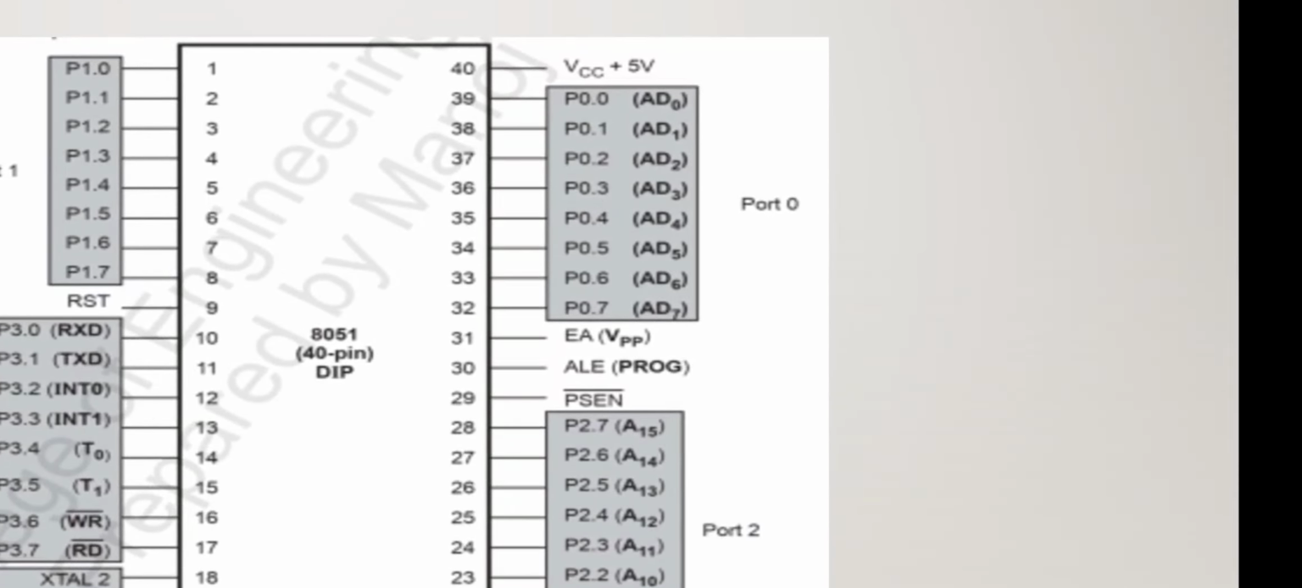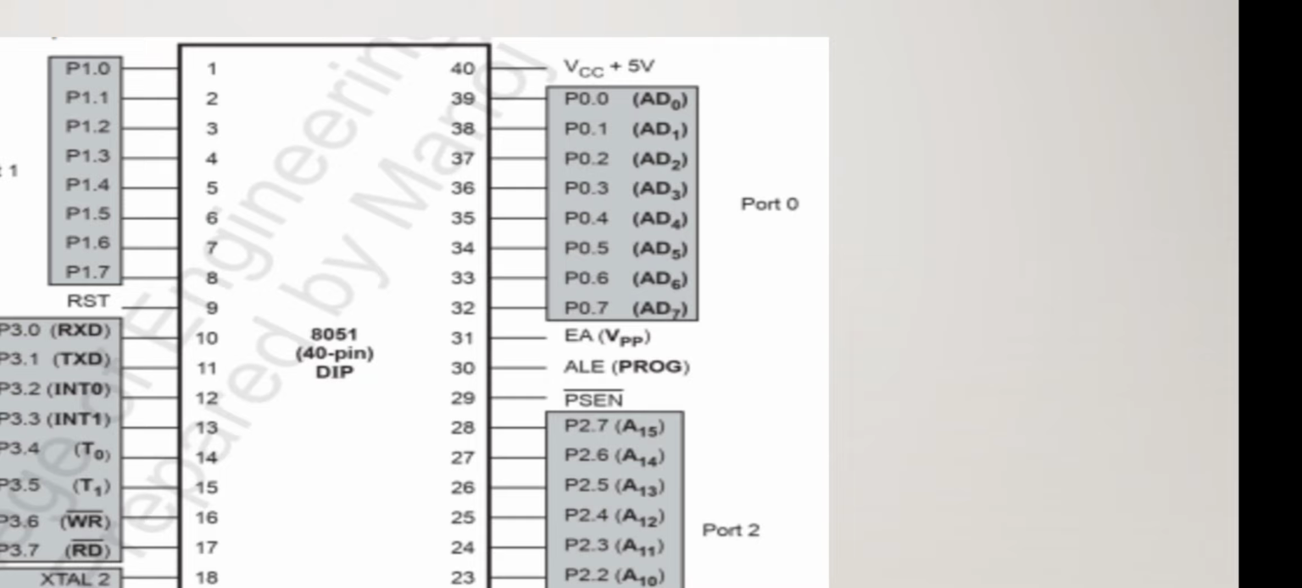So at a time only one of them is used: once address is used, otherwise data is used, and it is determined by ALE. Okay, if ALE is equal to 1, we are using the address bus in port P0 to P7.